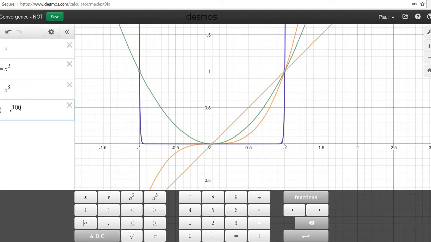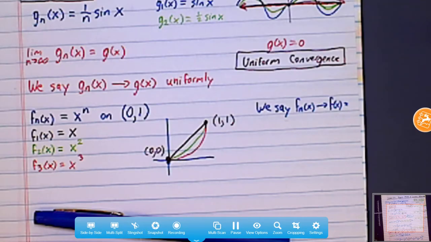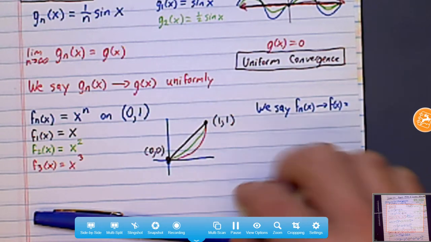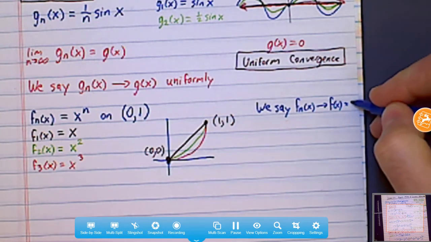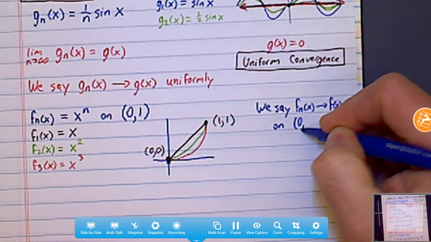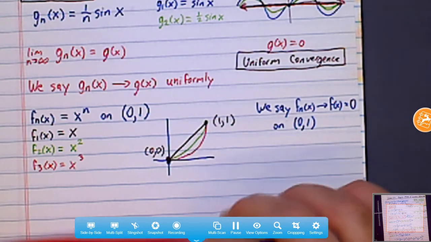So we understand. The question is, what's the limit? Some number right before it becomes completely vertical. I mean, can I say this? Can I say that, kind of like in the first problem, fn of x is converging to f of x equals 0 on the interval 0, 1? I mean, take a look for a minute.